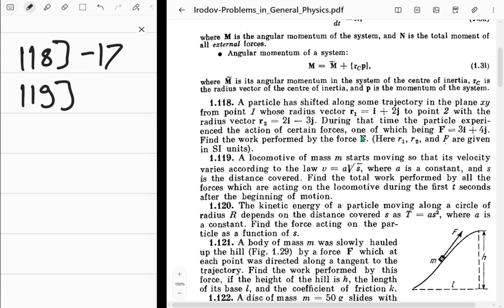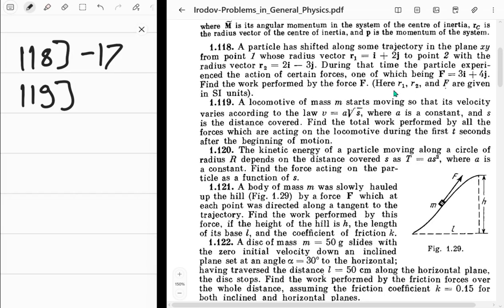119. A locomotive of mass m starts moving so that its velocity varies according to the given law, where a is a constant and s is the distance. Find the total work performed by all the forces which are acting on the locomotive during the first t seconds after the beginning of motion. Fine. So t seconds, and you want the work done by all the forces acting on the locomotive.